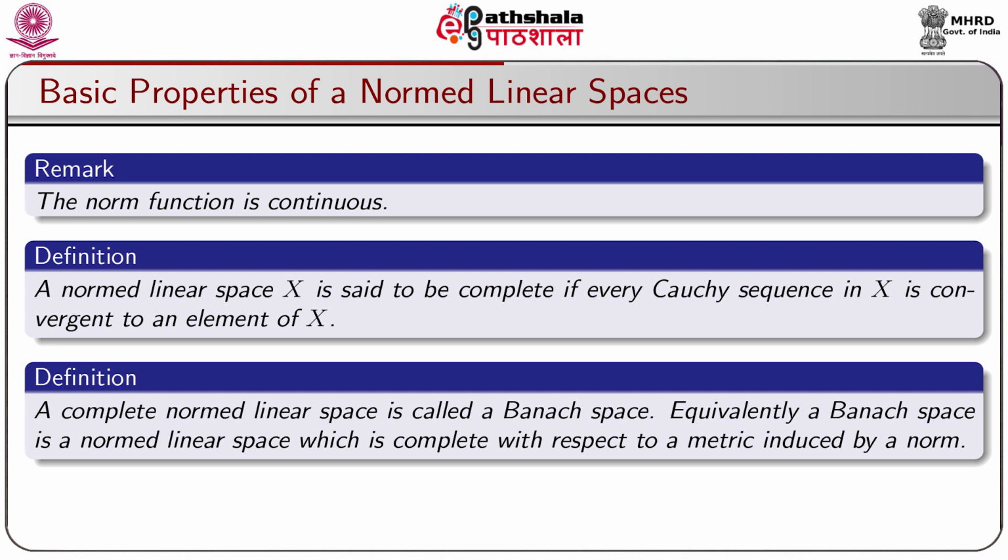Now, we take a definition. A normed linear space capital X is said to be complete if every Cauchy sequence in X is convergent to an element of capital X. Let us take another definition: a complete normed linear space is called a Banach space. Equivalently, a Banach space is a normed linear space which is complete with respect to a metric induced by a norm. That is, if we take d of x, y equal to norm of x minus y, where x, y belong to the normed linear space capital X.